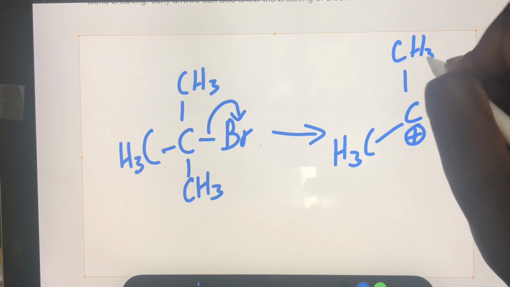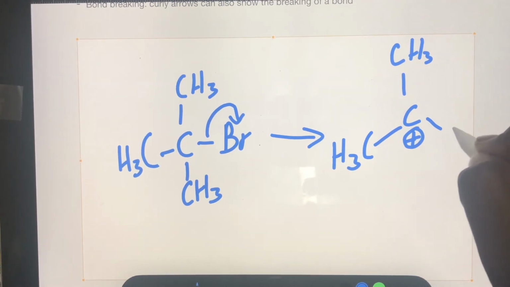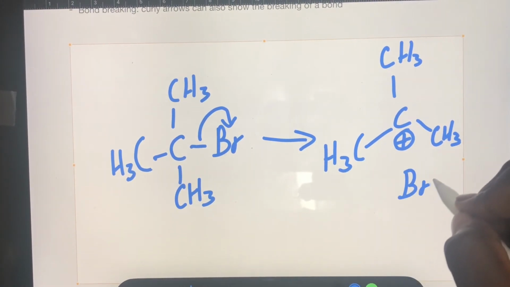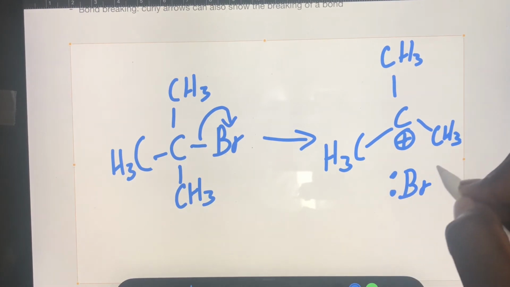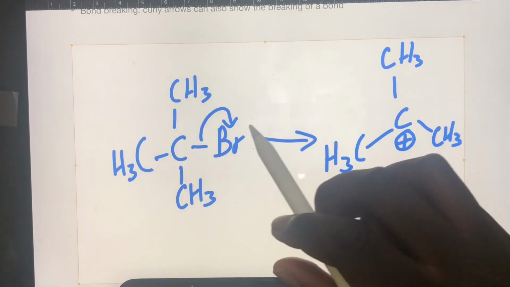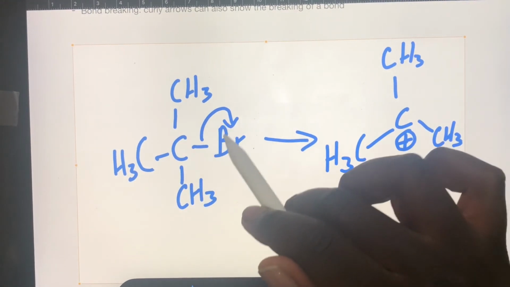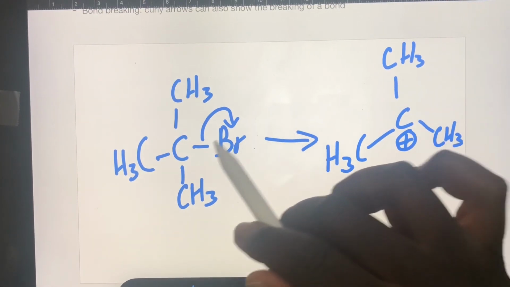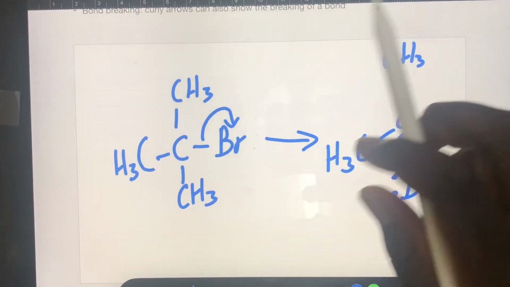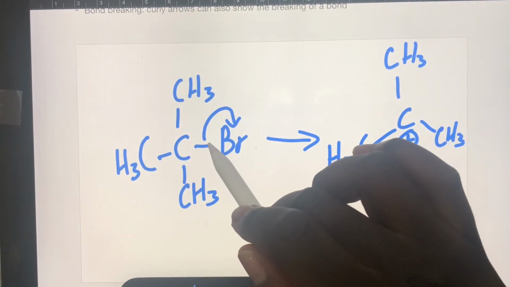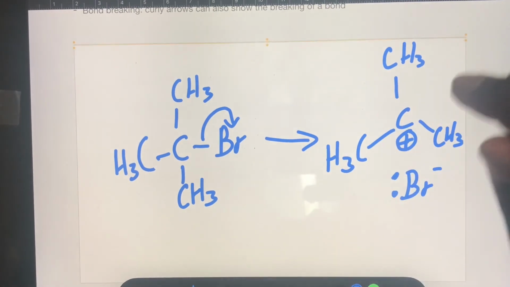CH3. You don't actually need to write Br here, but I always write it down just in case, to show that it's not really part of it anymore. The whole point is to show that the curly arrow can also show the breaking of a bond as well as bond forming. It's always showing the movement of electrons. That's what the curly arrow is. And it always has to be curly, and it's always going from the electrons to the more positive atom.